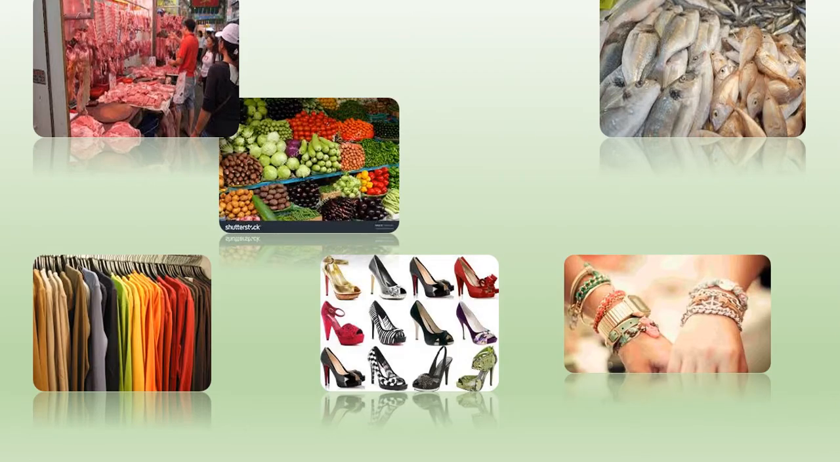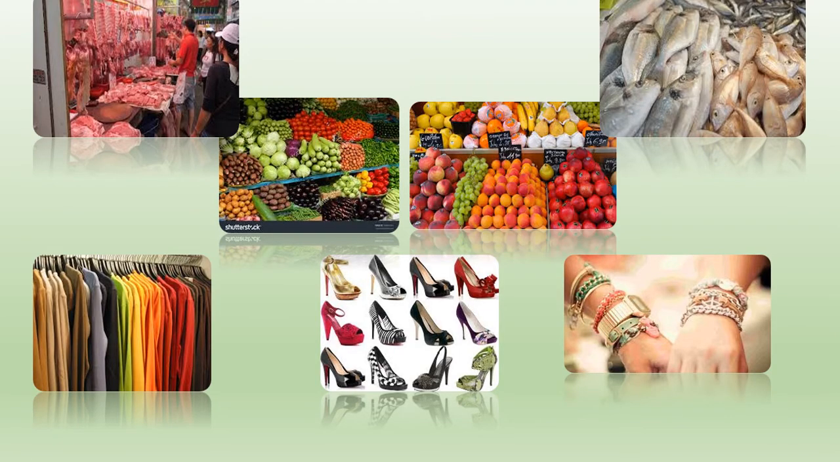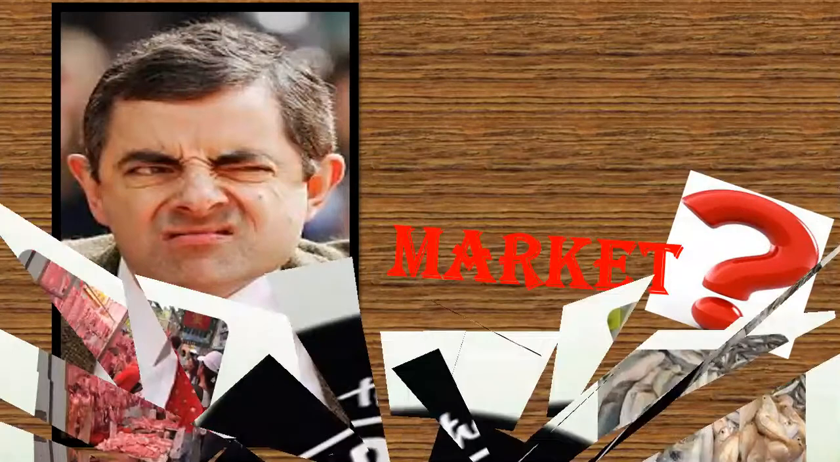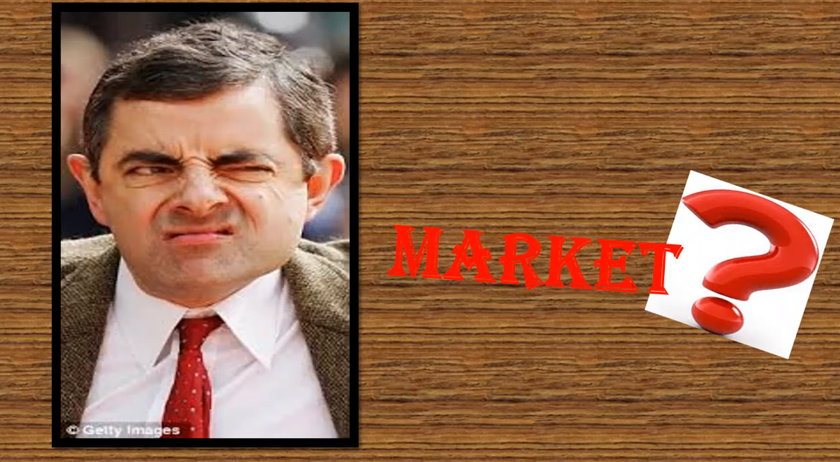Fish, clothes, accessories, shoes, veggies, fruits. Common commodities that can be found in the market. When we say market, what is market? Market is not just a simple place where products are bought and sold, but it is a place where people meet together with the purpose of trade by private purchase and sale, and usually not by auction.